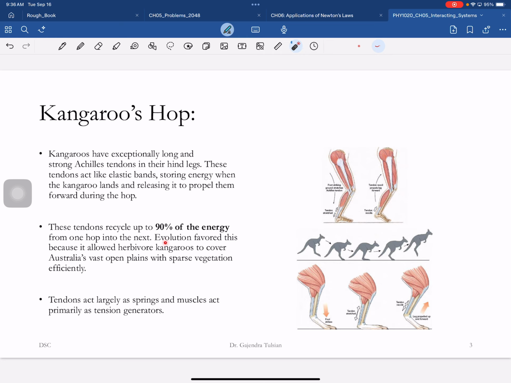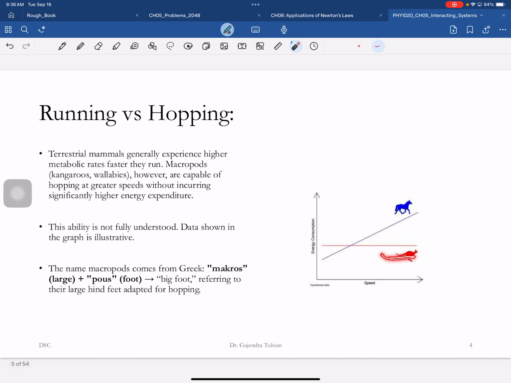Evolution favored this because kangaroos lived in an environment of vast open places with sparse food. To get food, you had to travel a long distance, and the food was sparse, so you had to adapt to this. So it gives you that advantage. So why not still adopt this?